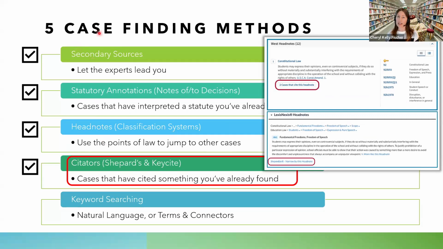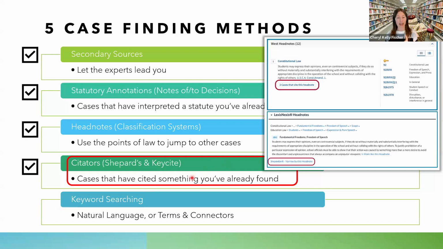And the number 4 case finding method is KeyCite and Shepard's. It's the citator method. So again, Module 5 covered these as a way to find cases as well as a way to determine the good law analysis. But as a way to find cases, these methods are useful in combination with points of law.